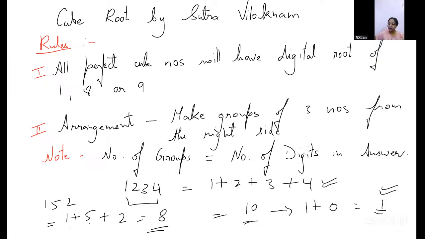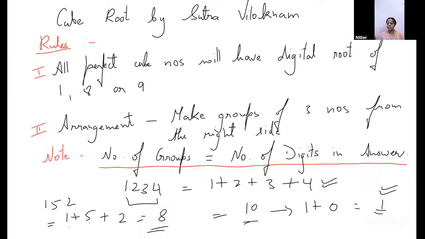This line I have written here: number of groups equals number of digits in the answer. Number of groups means that many digits in the answer we will have.